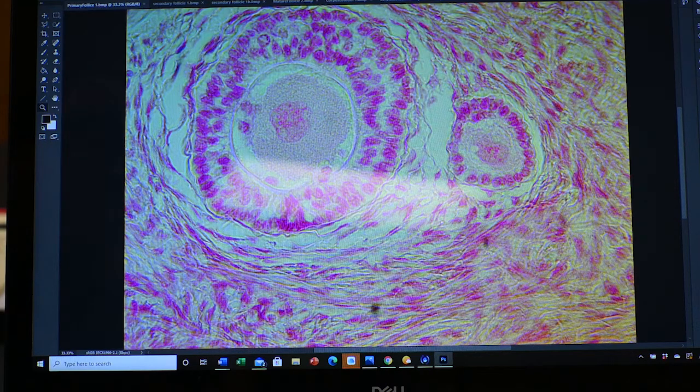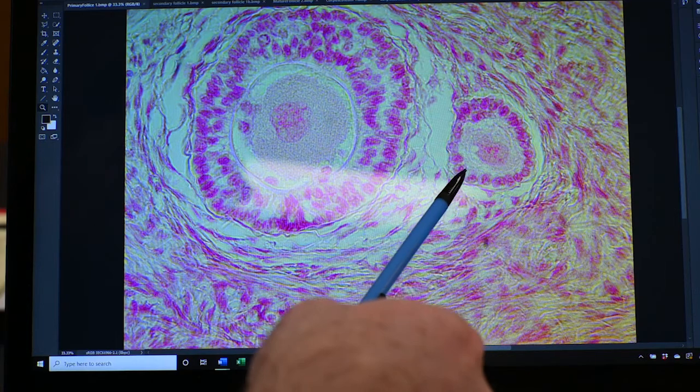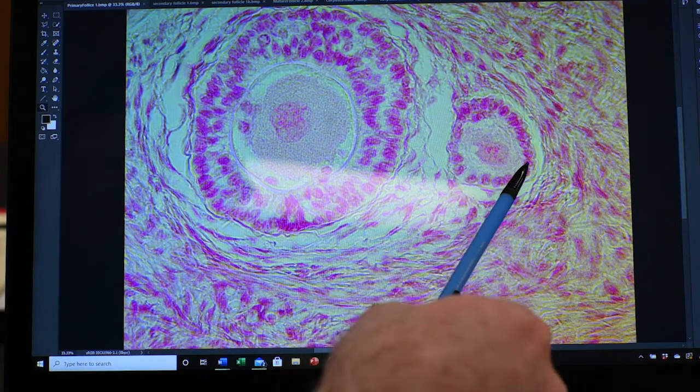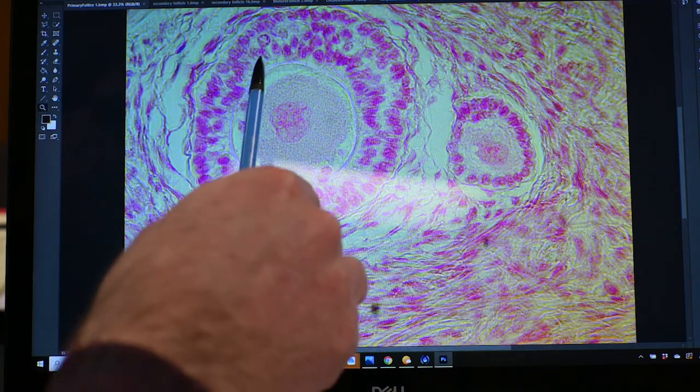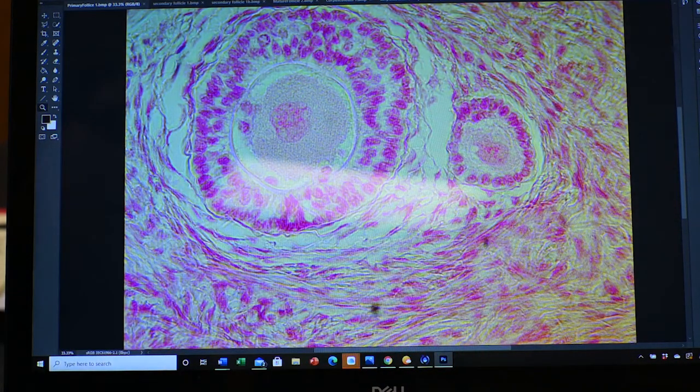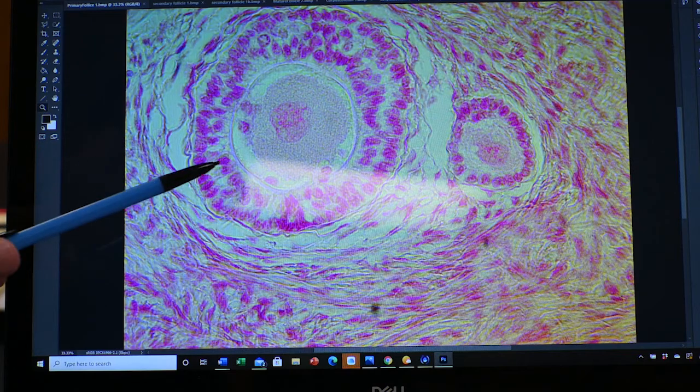Here's another example of primary follicles. Notice the follicle cells here are just a little bit larger than what you'd see on a primordial follicle, and here we have at least a couple layers of follicle cells surrounding our primary oocyte in here.